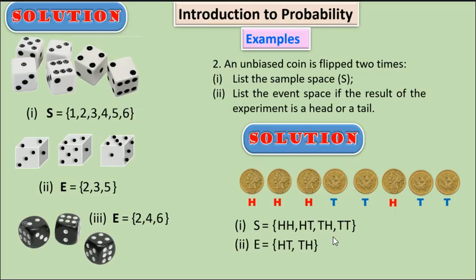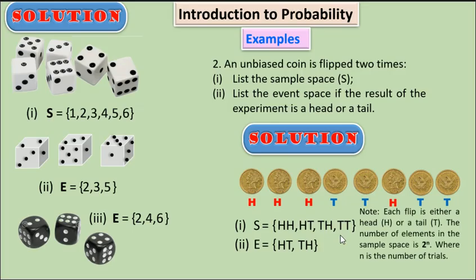Now, for tossing a coin, there's something I want you to take note of. Each flip is either head or tail, as already explained by this diagram. The number of elements in the sample space will be 2 raised to power n. 2 because there are 2 options, head or tail. Power n, where n gives us the number of trials. For the one we have just discussed, there are only 2 trials, so n will be 2. 2 raised to power 2 will be 4. So therefore, you have 4 elements: 1, 2, 3, 4.